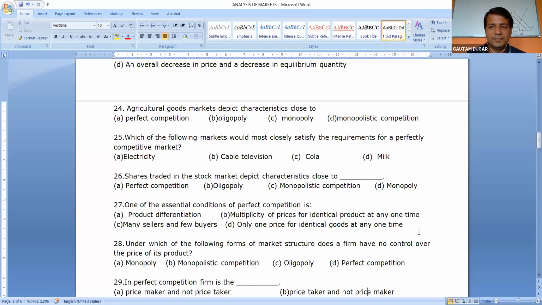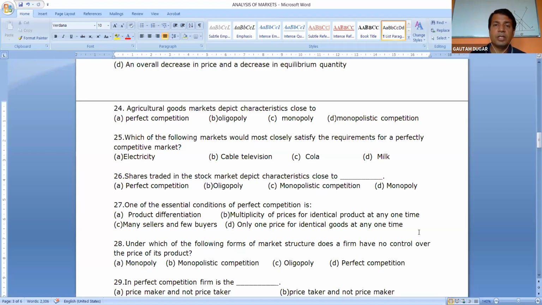25. Neha, Tanisha, some of you are saying A. Yes, market for milk. Because cable television, cola, electricity don't have a large number of sellers. In each of these markets, the number of sellers is limited. In the market for milk, there is a large number of sellers, to some extent. Now here we're talking milk. I'm not talking packaged milk, just milk.